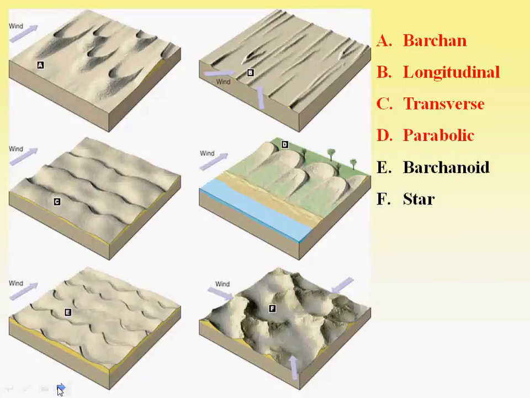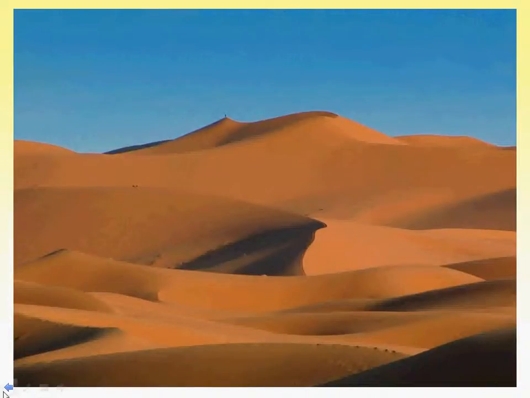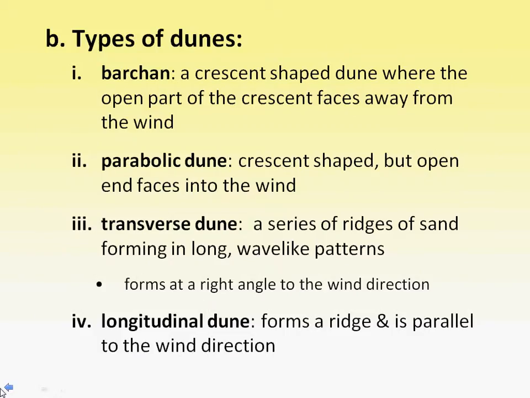And then longitudinal. What's the word long? L-O-N-G. Should be longitudinal. Longitudinal, it's going parallel. Makes sense. So we have Barchan, which is crescent shape backward. Parabolic, crescent shape forward. Transverse, 90-degree angle. Longitudinal, parallel. What do you think? Everybody good here? I'll show you longitudinal. Number B, letter B.